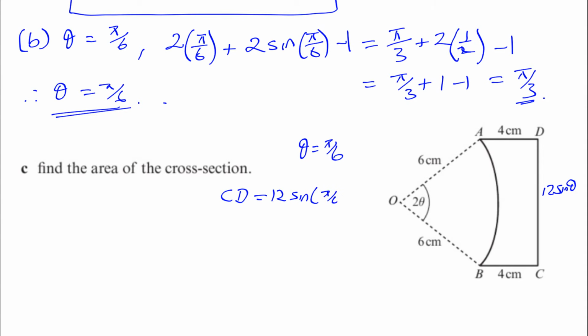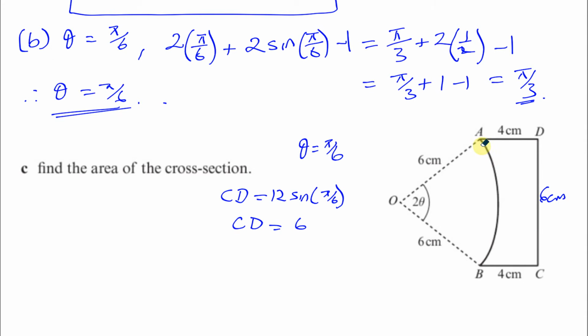6. Now pi over 6 is 30 degrees. The sine of 30 degrees is a half. That means CD must be equal to 6 centimeters. So I know that this is 6 centimeters. You just write 6 centimeters there now. So I know that this is 6 centimeters here.